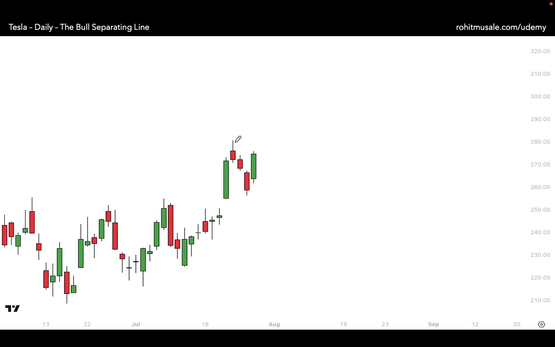Another thing to remember is that every candle pattern has got an ideal version and a variation. The ideal version is when both the candles have the same opening price. The variation is when both the candles have almost the same opening price. So this is a variation of the bull separating line, and pay attention to when you see two such candles like this. If you are long on the stock, well, remain invested, don't sell the stock.